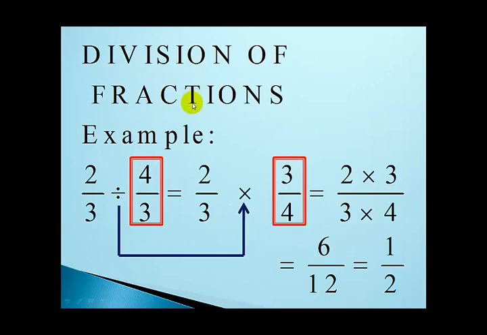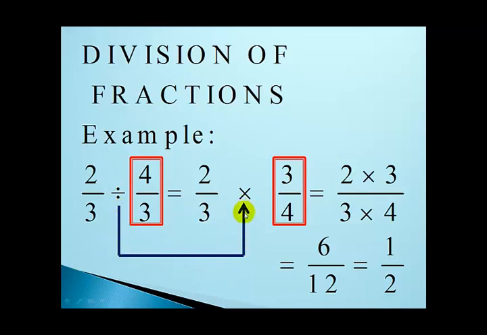Division of fractions. Now example. If you are given 2 over 3 divided by 4 over 3, our concentration is on the fraction after the division sign. So 2 over 3 divided by 4 over 3 is equal to 2 over 3. The fraction before the division sign remains the same. With division of fractions, the division sign changes to multiplication as shown. I repeat, with the division of fractions, when you are simplifying, the division sign quickly changes to multiplication.